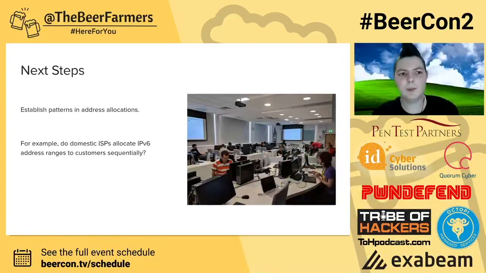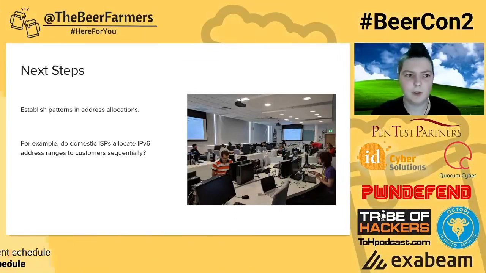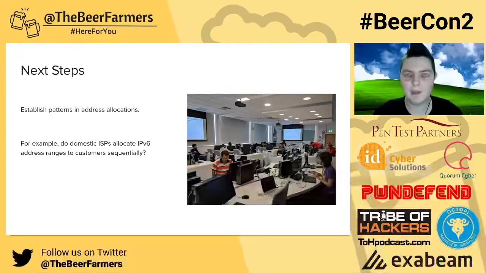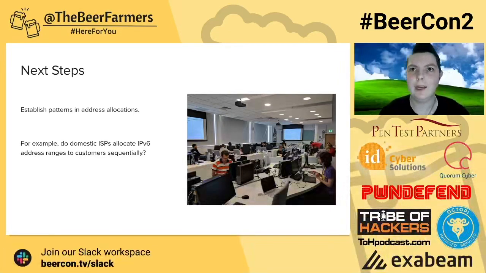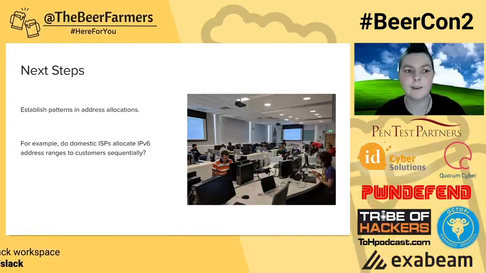We also want to establish patterns in address allocations. So, for example, domestic ISPs, like the last ISP I was with, allocated /56 IPv6 address ranges to their customers. This is a very trivial search space. If we were searching for a network that was live, we would have 256 possibilities to search per /56 advertisement. That's trivial. You can do that in under a second.